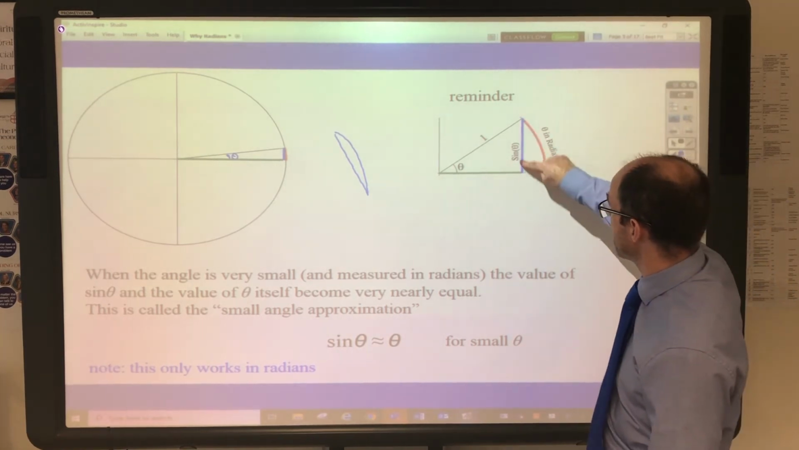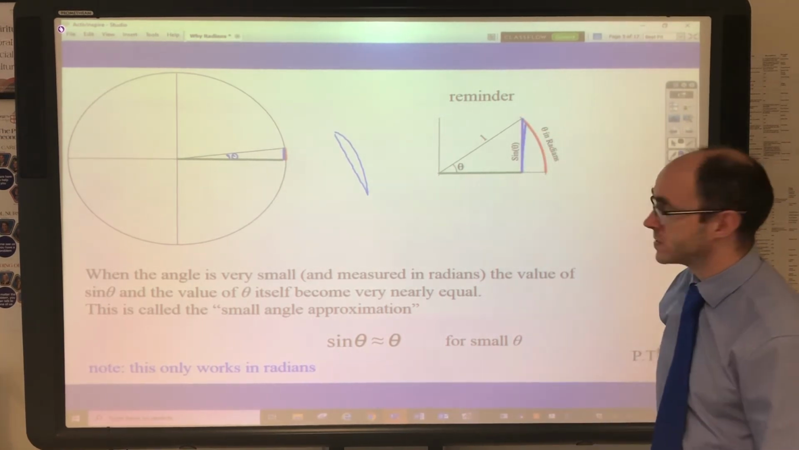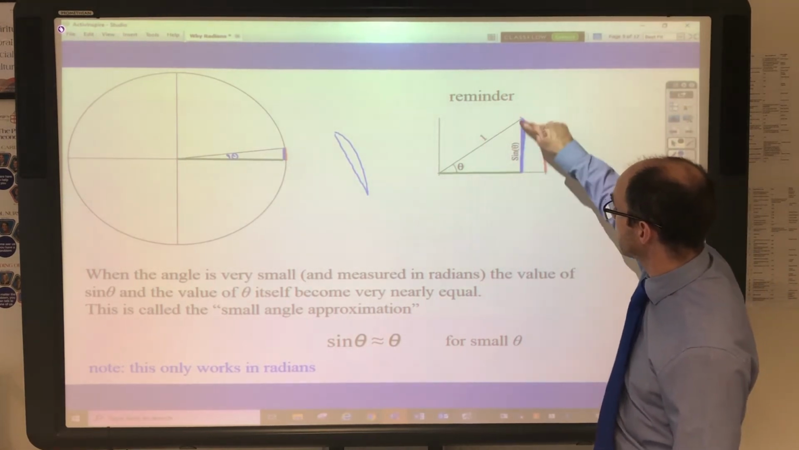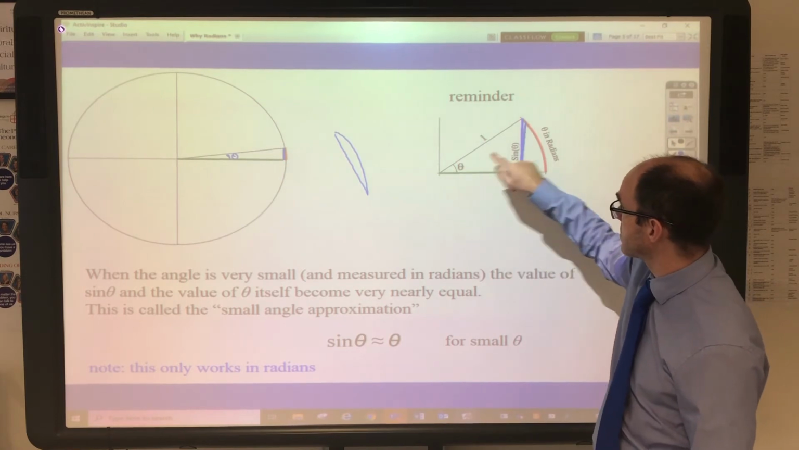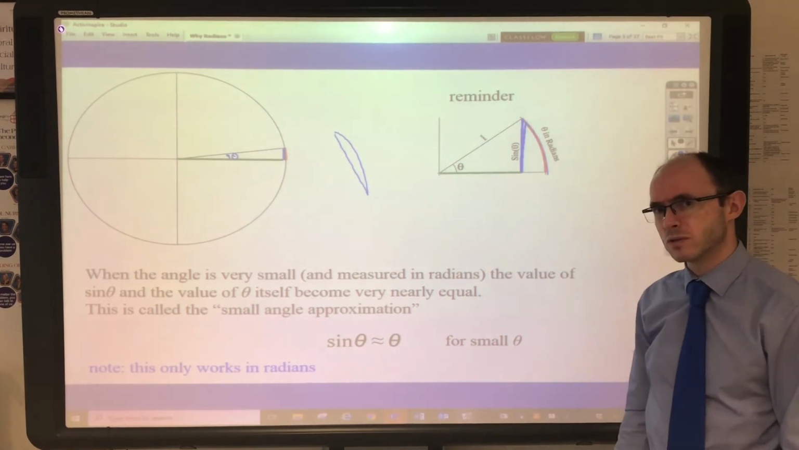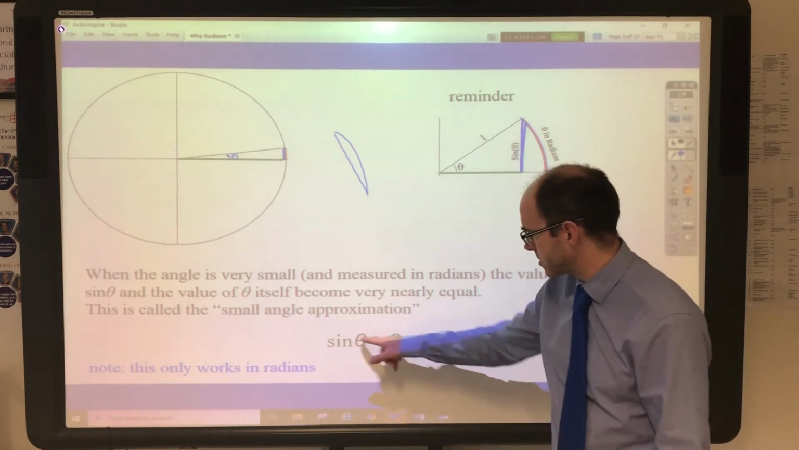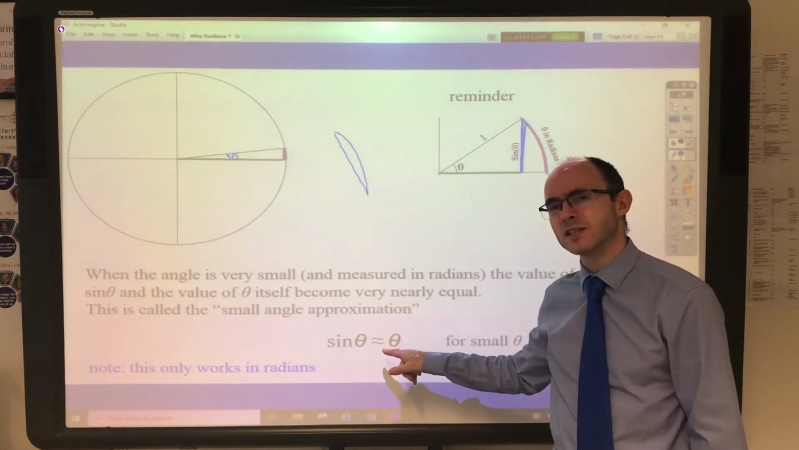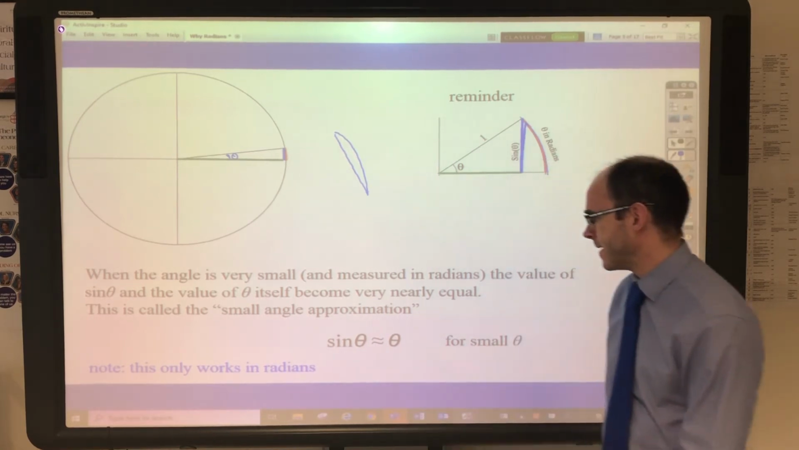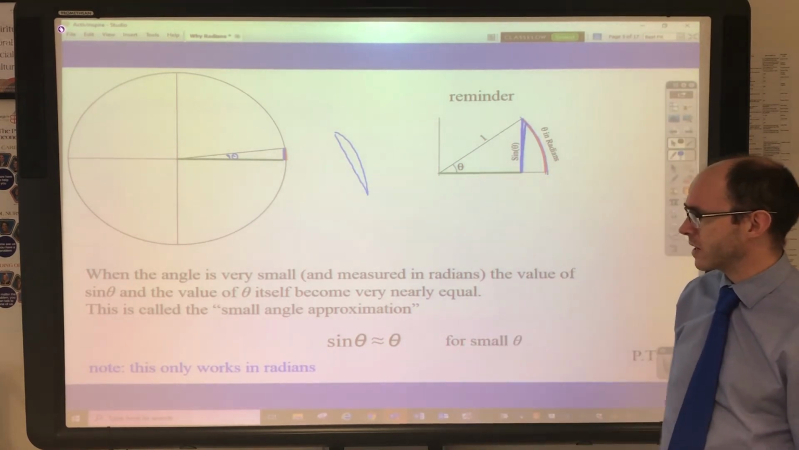Here, I've shown it a bit bigger. That's the opposite length there, the sine theta. The straight line bit, that's the arc length. You can see that bit there is very, very similar to this, and hence this. So we say for small angles in radians, sine theta is approximately equal to theta. You may have seen that somewhere before, or if not, you might see it again sometime. That's what's called the small angle approximation.